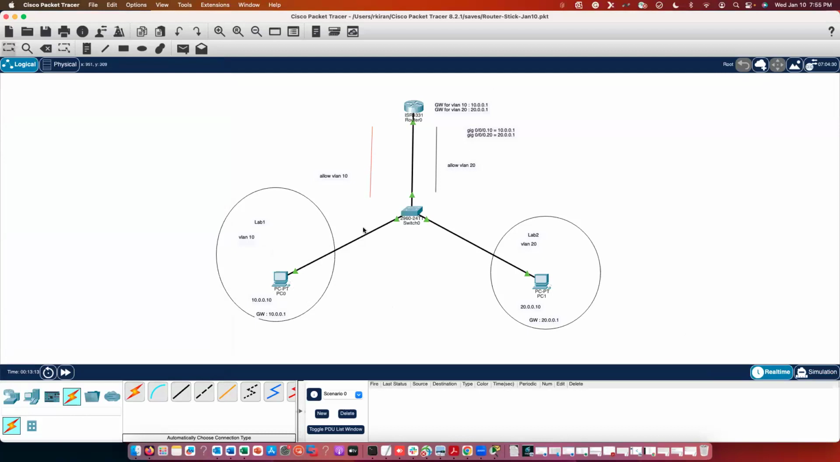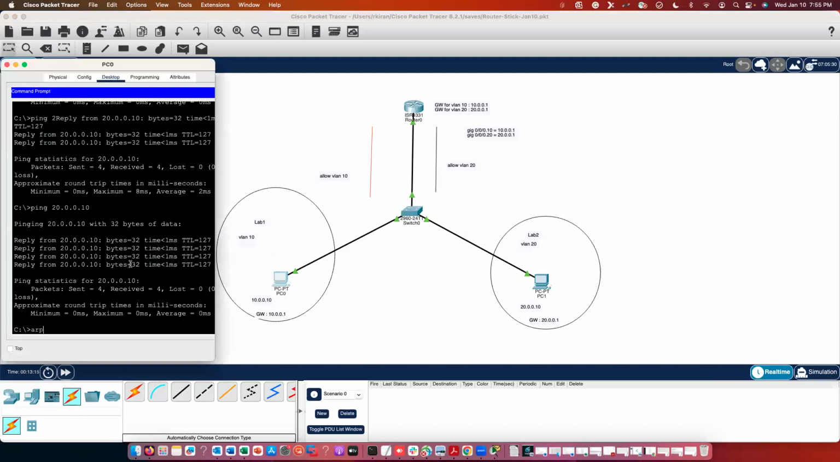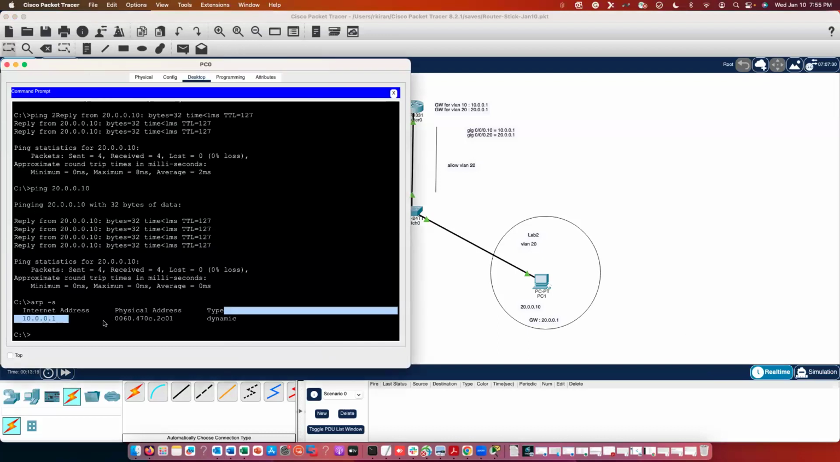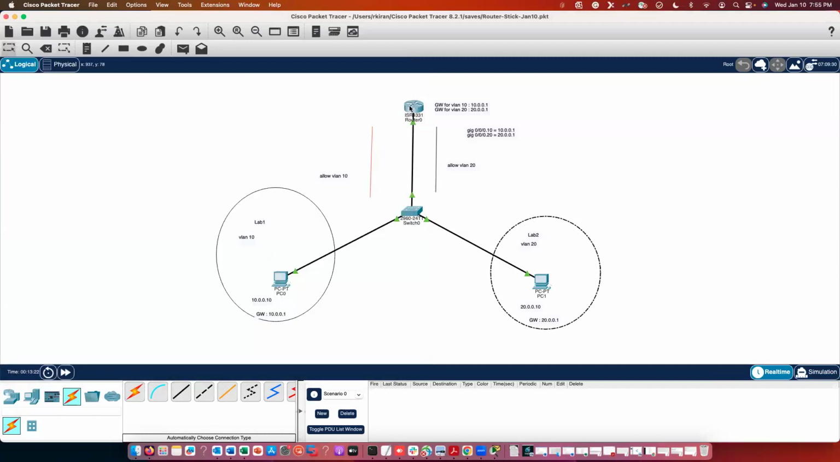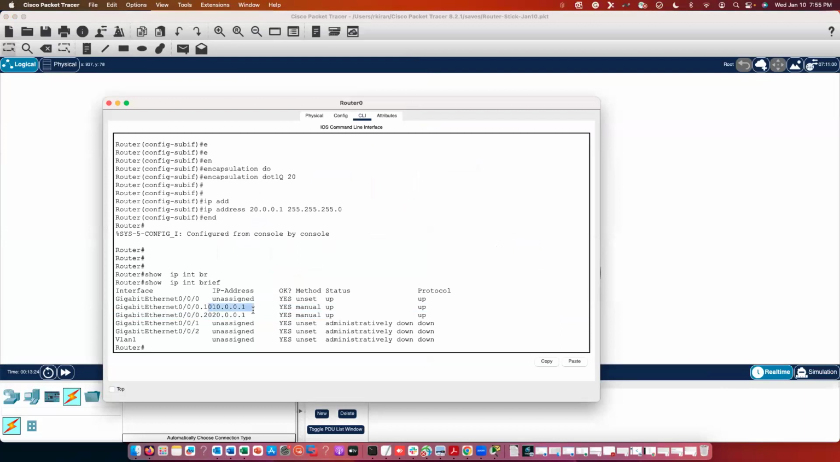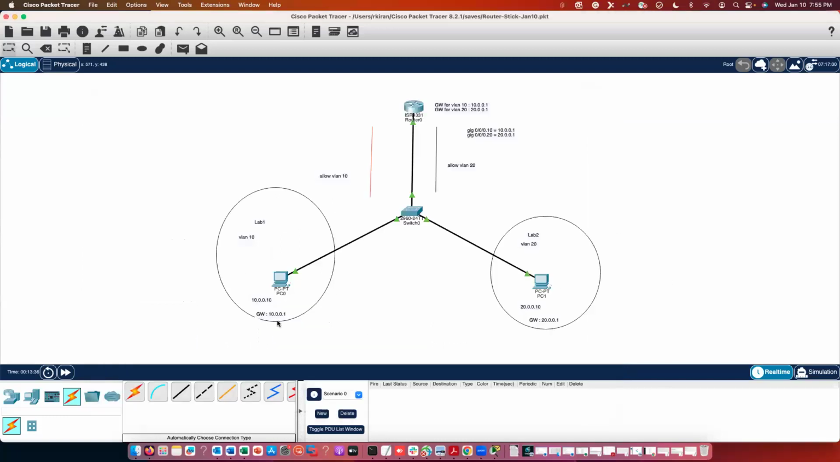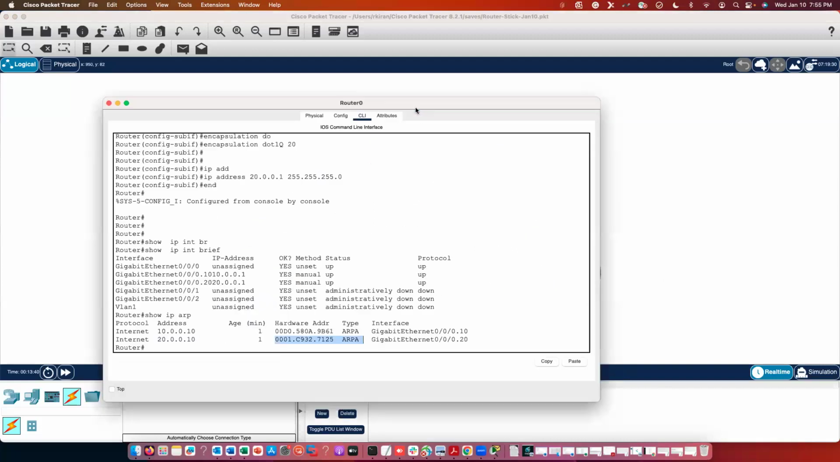So you can check the ARP entries of this one. If you do arp -a, it is showing its gateway ARP entry in its ARP table. If you look at the ARP table here, it will show both the PCs' ARPs. If you do show ip arp, you will see 10.0.0.10 with its MAC address, 20.0.0.10 with its MAC address, which are nothing but host 1, PC0 and PC1. Both the ARPs are learned here.